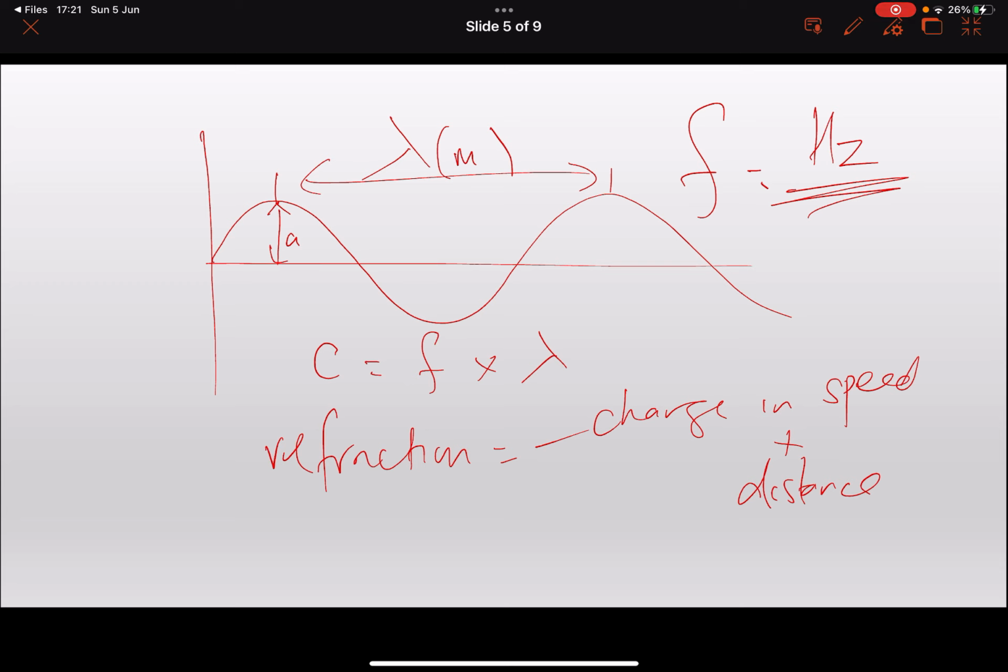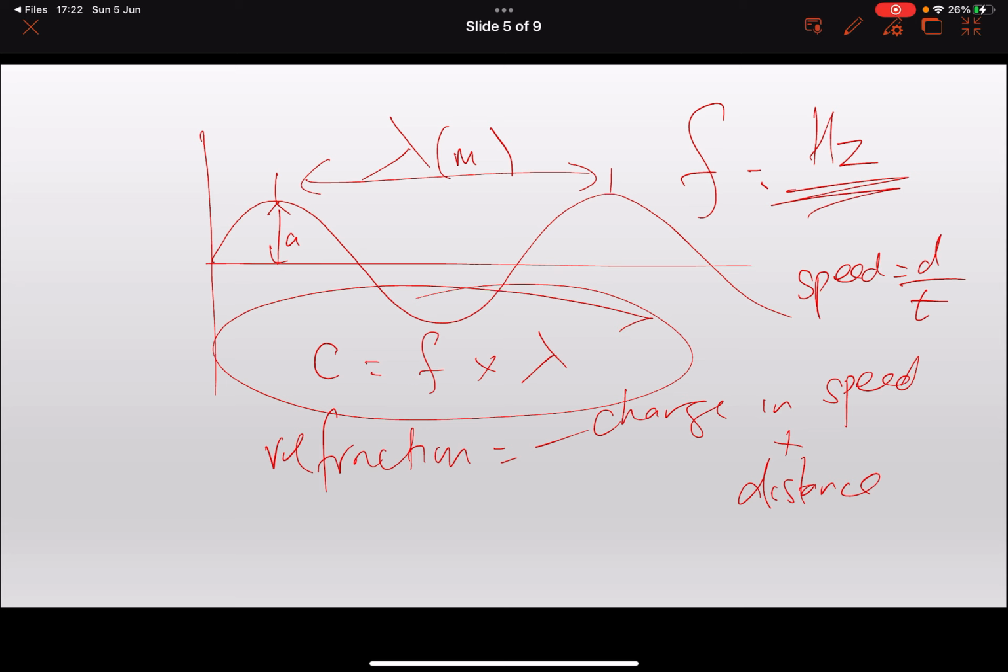In all cases, remember this formula, that wave speed is frequency times wavelength, and also speed is distance over time. So I'm not going to go into the practical, but you are expected that there will be a question on that.